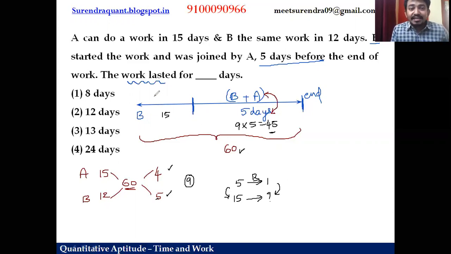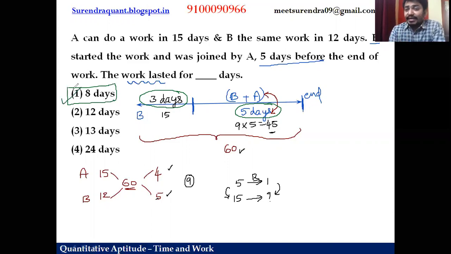So that means in the beginning of the work, B alone worked for 3 days. Then A joined so that they completed the work within the stipulated time. Now let us see the total number of days taken by them. Initially, B worked for 3 days. Later on, together for 5 days. So totally they worked for 8 days to finish the work.